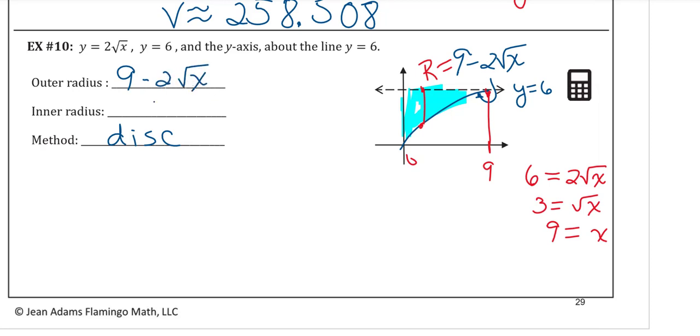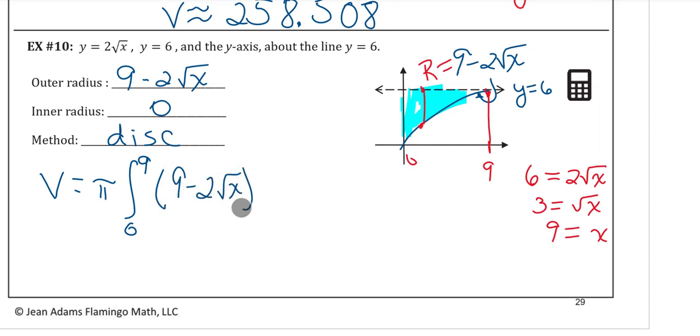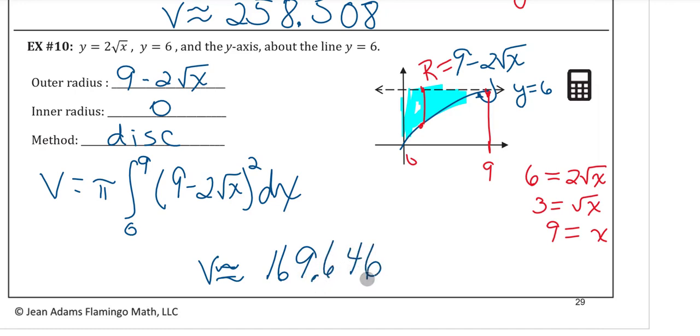And we have no inner radius. And so our volume is going to be pi times the integral from 0 to 9 of 9 minus 2 times the square root of x squared dx. And this is going to be approximately equal to 169.646. And that's the end of our lesson.